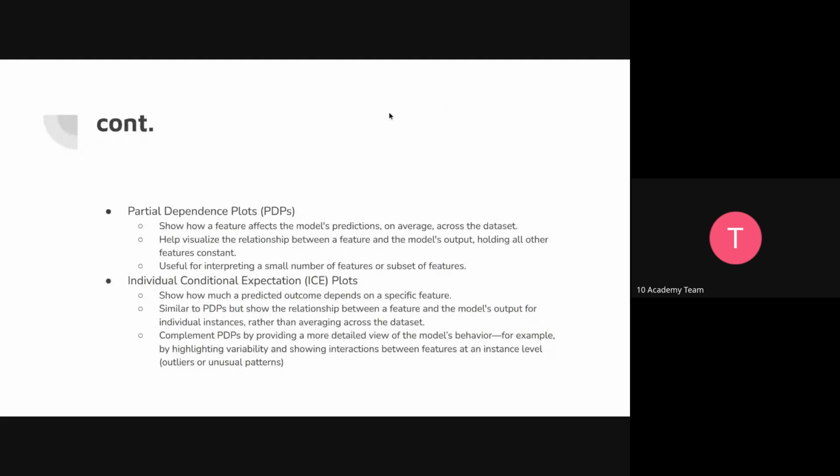So these are the general approaches to calculating interpretations, understanding how the model arrives at its output. Okay, so this is a generic overview.